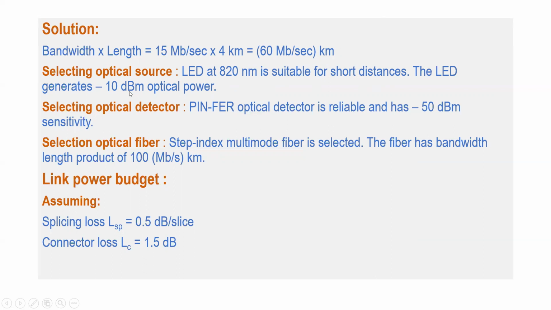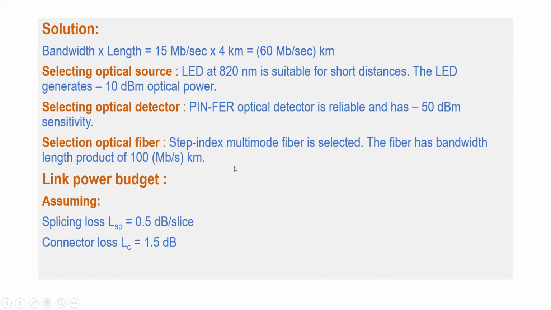The LED generates an optical power of 10 dBm. Now coming to the detector, a detector is selected such that it is reliable, that is a PIN detector, a PIN diode. It has a sensitivity of 50 dBm.